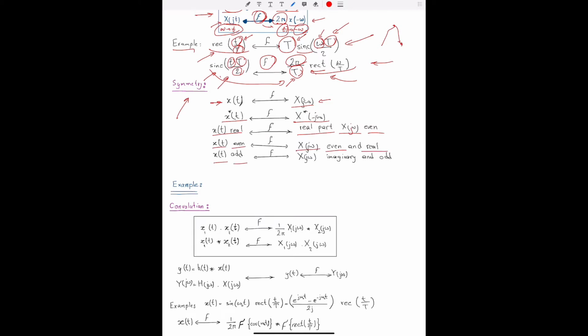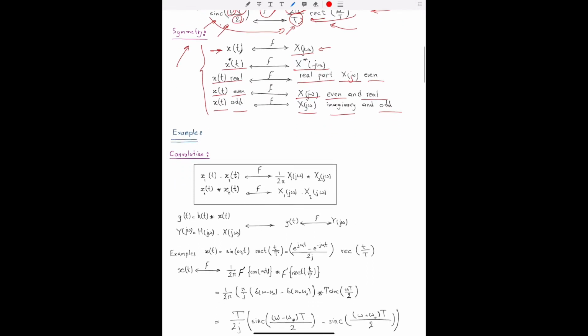If x of t is odd, x of j omega is imaginary and odd. You don't need to memorize this, as I said before. The exams and the final exams and everything is open book, so you can just have these properties written next to you in a table, or use a table to just look and use them.